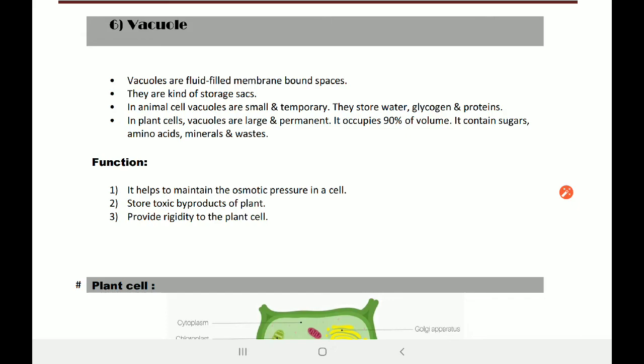That we will be discussing when we start with tissue. That is the next topic, don't worry. It stores the toxic byproducts of the plant. I hope you must be knowing about wilting of leaves. Leaves fall down, right?